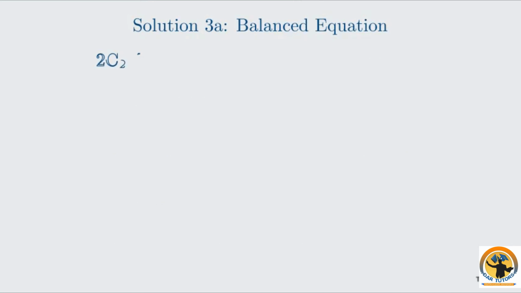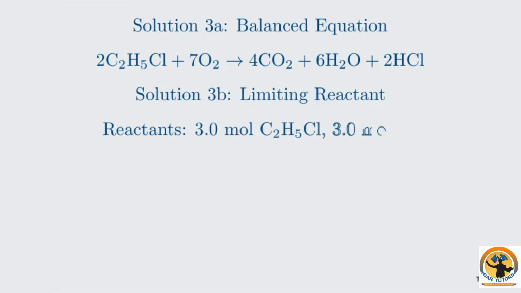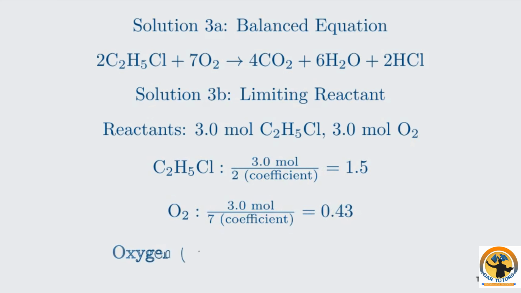For question 3, the balanced equation for the combustion of chloroethane is 2C2H5Cl plus 7O2 yields 4CO2 plus 6H2O plus 2HCl. To find the limiting reactant for 3 moles of each, we divide by the coefficients. For chloroethane, 3 divided by 2 is 1.5. For oxygen, 3 divided by 7 is about 0.43. Oxygen gives the smaller result, so it is the limiting reactant.